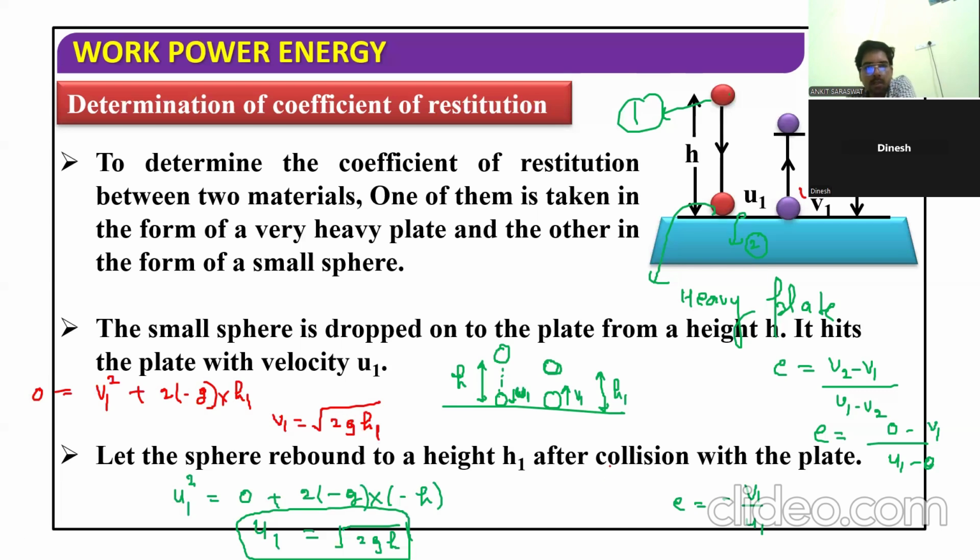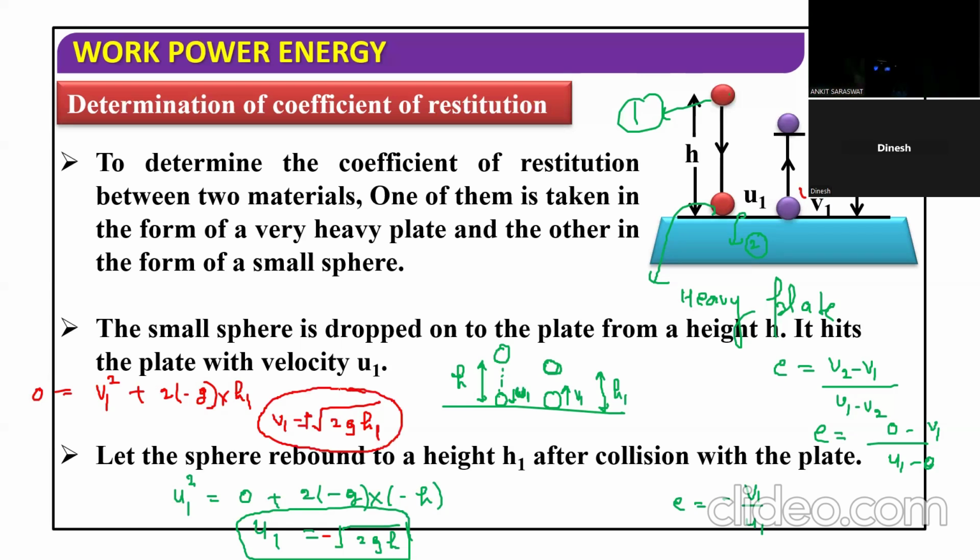But my question is here, u1 will be minus. Why? Because it is going down. Here v1 will be plus because it is going up. Because velocity will tell the direction of motion. The direction of motion is down. It means it will be negative.